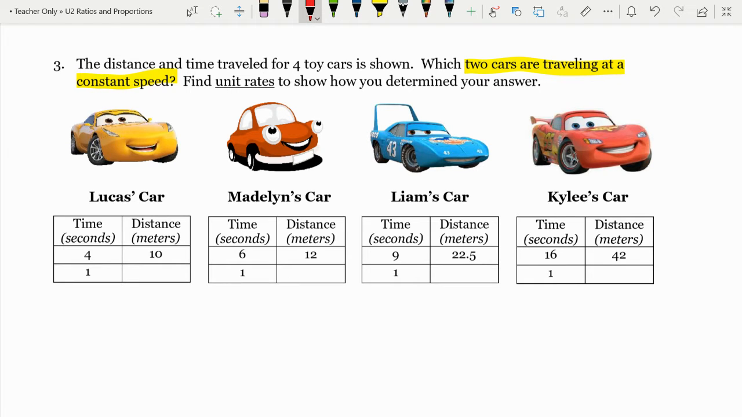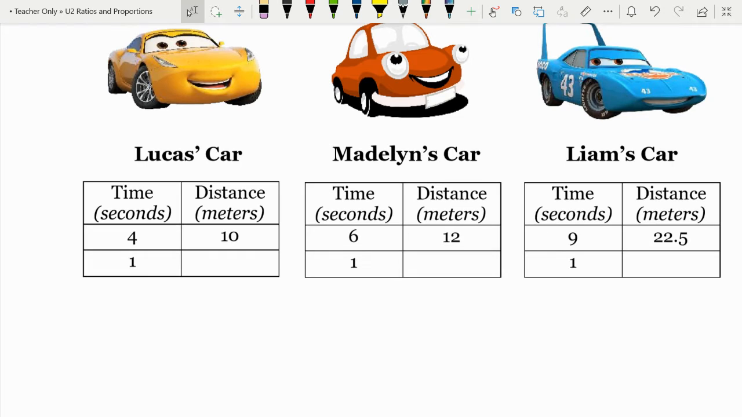So first we have Lucas's car. So they tell us that we can travel 10 meters in 4 seconds. Right? So let's make that more of a useful measurement. So let's go from 4 seconds down to 1 second and find the unit rate, right? Or the amount of distance that can be covered in only 1 second. So we can do that by dividing by 4. So since we did that to the time, we also need to do that to the distance. 10 divided by 4 will give you 5 halves as a fraction, or 2.5 as a decimal. So Lucas's car can travel 2.5 meters per second.